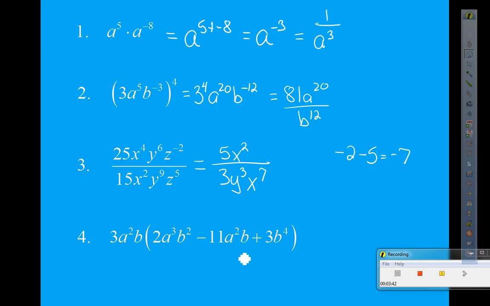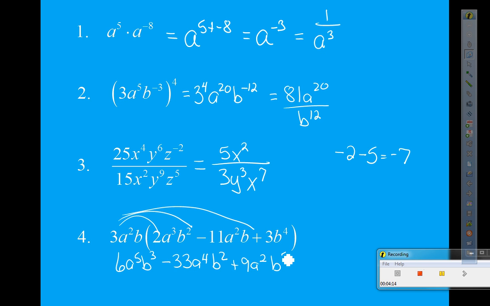Here's my number 4. I need you to remember that when we're multiplying here, the rule is you add the exponents, multiply the coefficients. So this becomes 6 a to the 5th b to the 3rd, minus 33 a to the 4th b squared, plus 9 a squared b to the 1 plus 4 is 5. Now then stop. There's no like terms there, so you can't simplify those. So we're done.